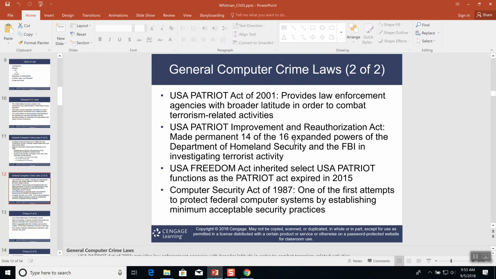That's how these things pass, because most people would agree with you. We want to be safe, don't we? So do you give up your rights to be safe? The U.S. Patriot Improvement and Reauthorization Act made permanent 14 of the 16 expanded powers. The U.S. Freedom Act inherited select Patriot functions as the Patriot Act expired in 2015. And the Computer Security Act of 1987 was the first attempt to protect federal computer systems by establishing minimum practices.